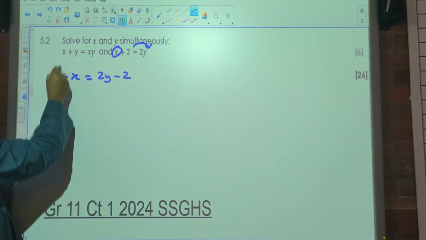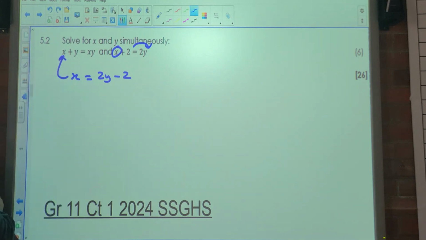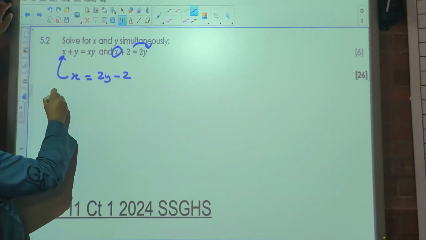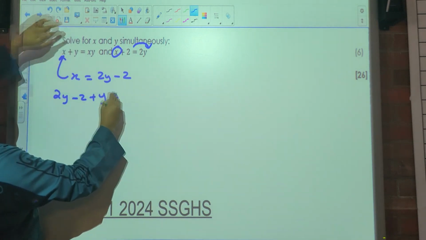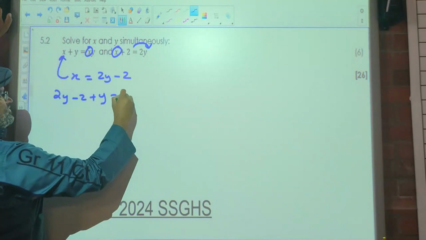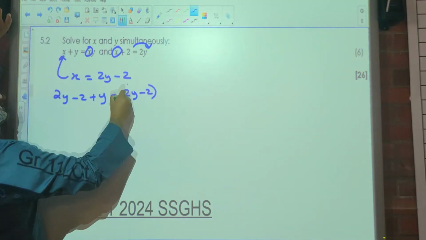So what do I do with that? I substitute that into the first equation. It won't go back into the same equation, otherwise we'll get 0 is equal to 0, which is an identity. So if I say x, I put the 2y minus 2. So 2y minus 2 plus y equals x, which is 2y minus 2, times y.